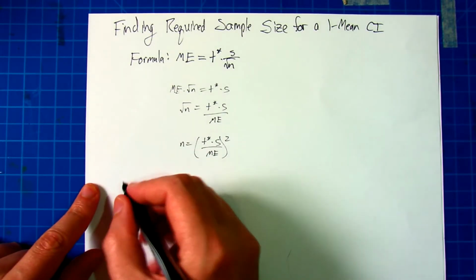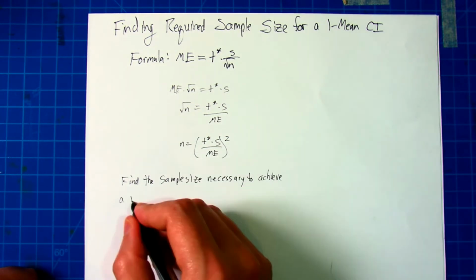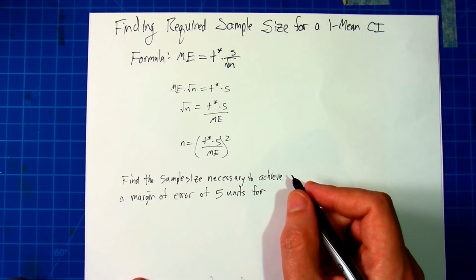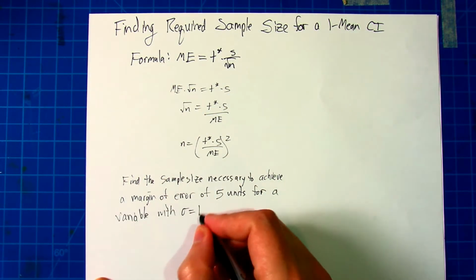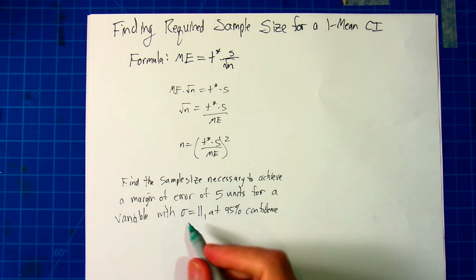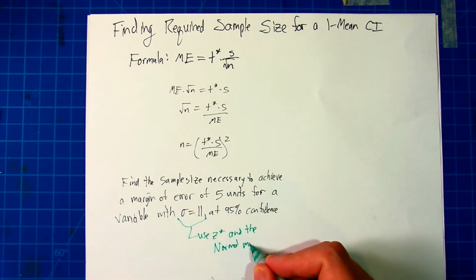So let's suppose someone asks you to find the sample size necessary to find a margin of error of 5 units for a variable with sigma equals 11 at 95% confidence. So one thing to note here is if they're giving you sigma, that means use z star and the normal model.